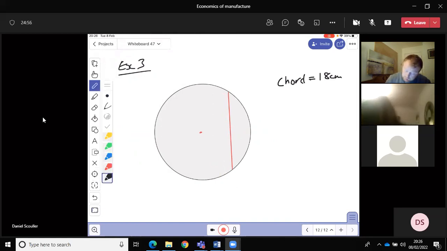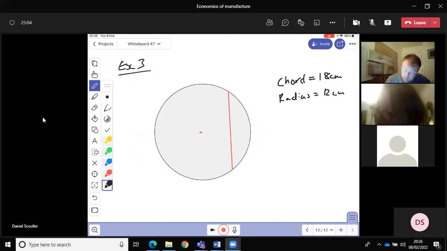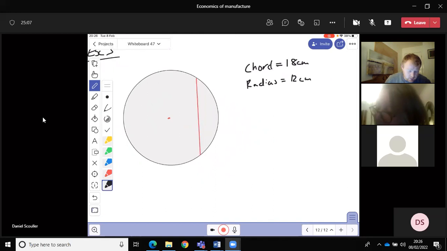Okay. Radius equals 12 centimetres. Okay. And we are looking for h. So we're looking from the left hand side of the circle to where the chord is. Okay, so very similar to what we've just done in the previous example, just another way of looking at it.